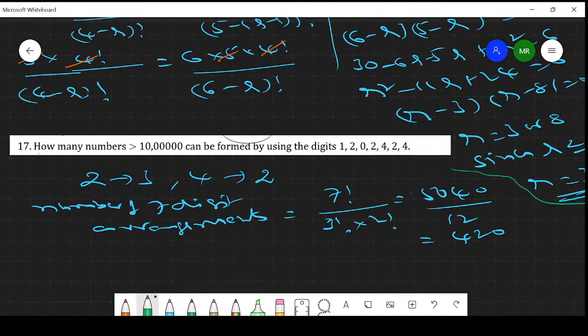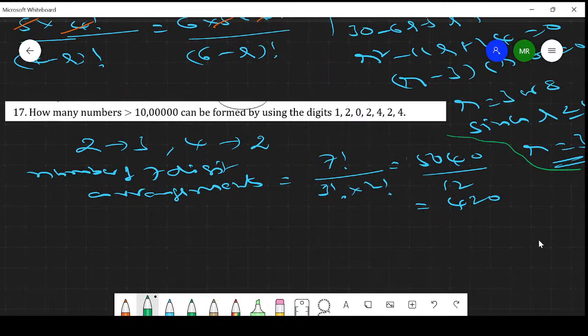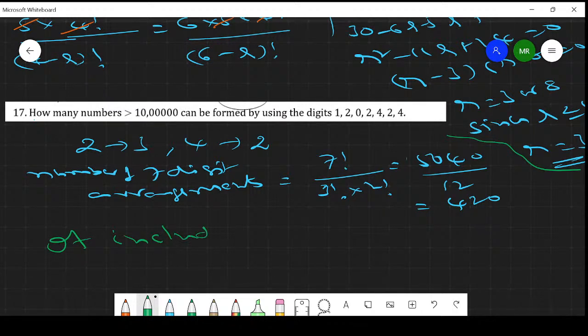This is the number of 7-digit arrangements, but it will include those numbers which have 0 at the extreme left position. Remember, these numbers include 0 at the extreme left position.